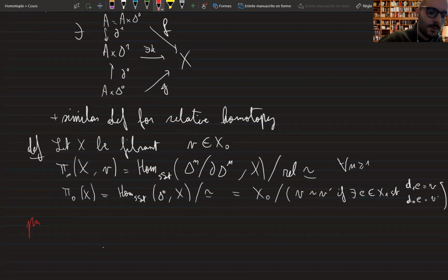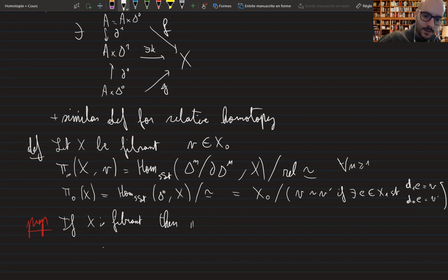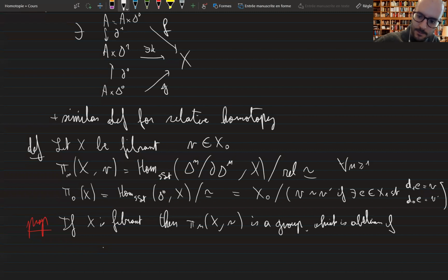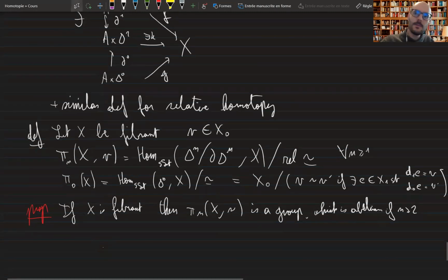So, a proposition you saw in Bruno's course: if X is fibrant, then π_n of (X, v) is a group, which is abelian if n is at least 2.